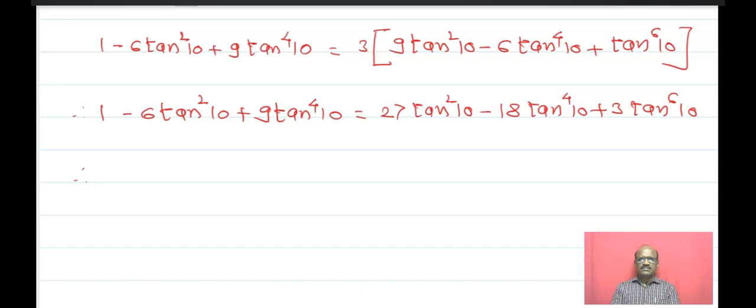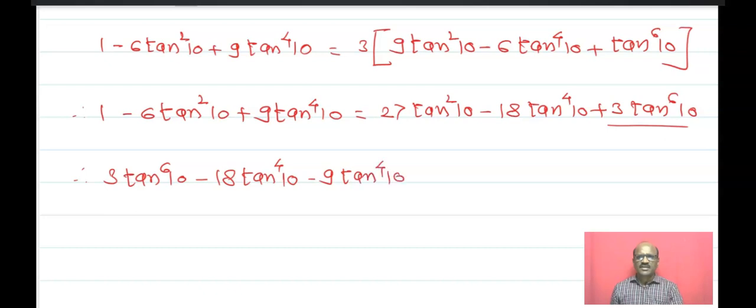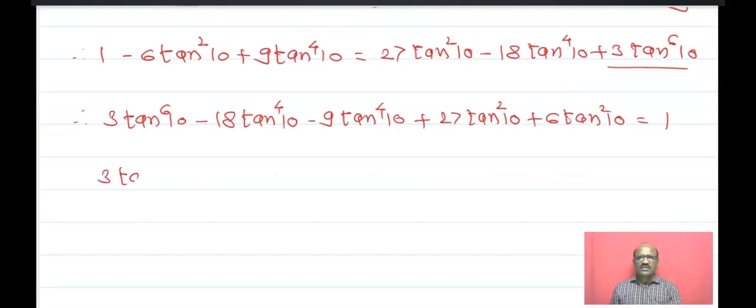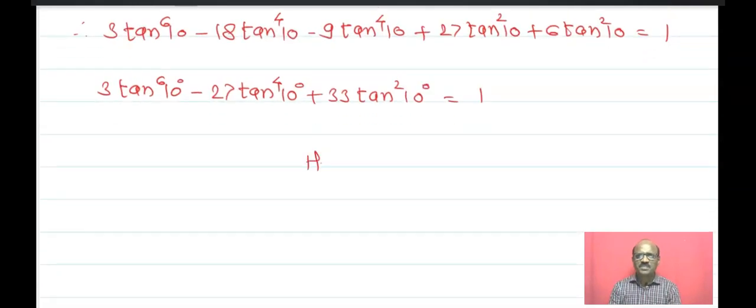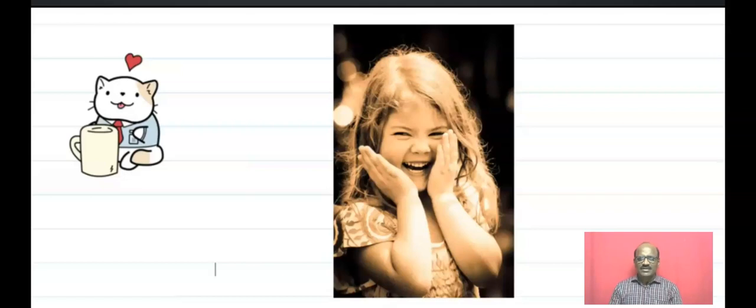See this here. Therefore 3 tan raised to 6 10 minus 18 tan raised to 4 10 minus 9 tan raised to 4 10 plus 27 tan square 10 plus 6 tan square 10, that is equals to 1. Therefore 3 tan raised to 6 10 minus 27 tan raised to 4 10 plus 33 tan square 10, that is equals to 1, and in this way we have completed question number 15.